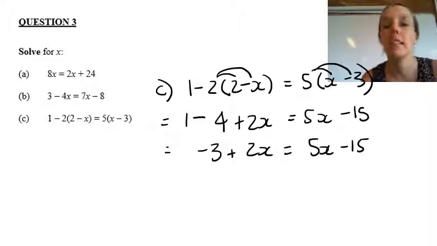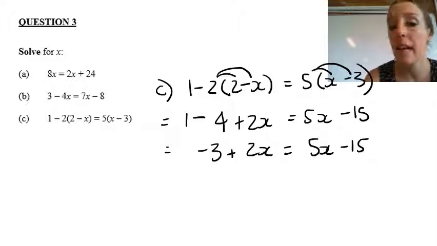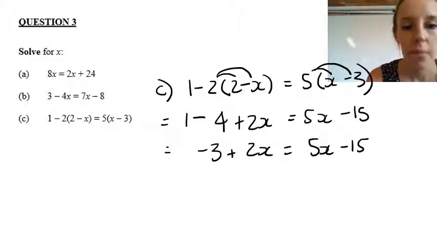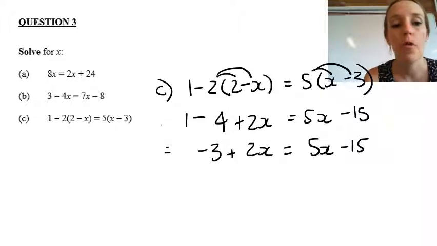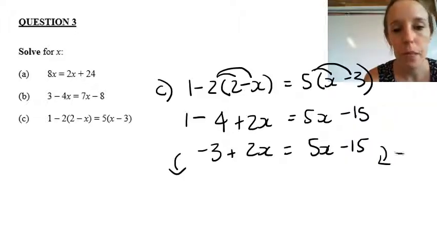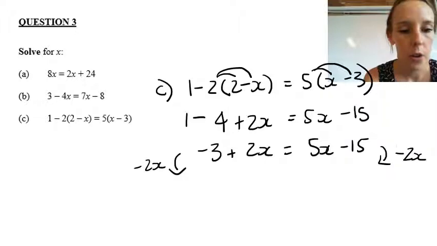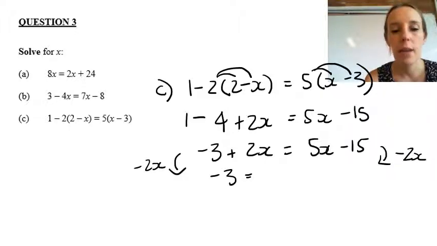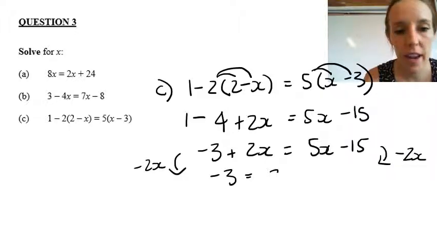So it's probably a good idea to simplify first, just to make it a little bit easier when you're dealing with it. So again, when you're solving these, you can remove the variable from either side, whichever is easier for you. Personally, I'm always going to remove the smaller one. So I'm going to not divide, I'm going to take. So I'm going to get rid of the 2x on the left, and the way to do that is take 2x from both sides. So I'm left with negative 3 equals 5x take 2x is 3x, 3x take 15.